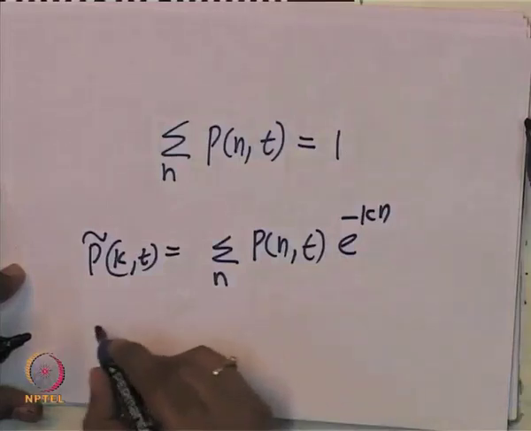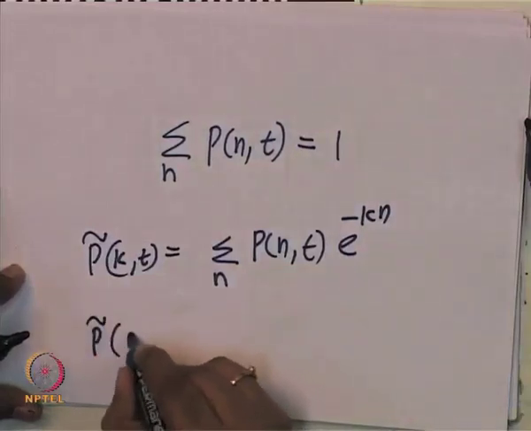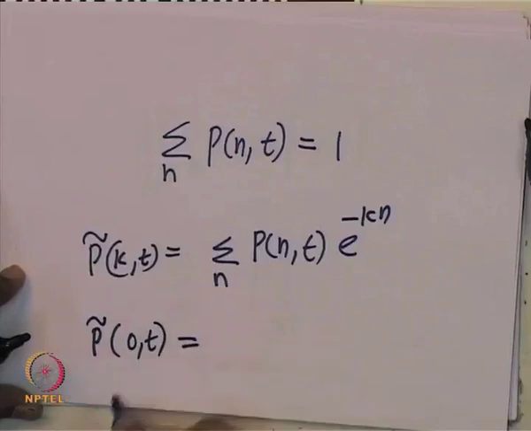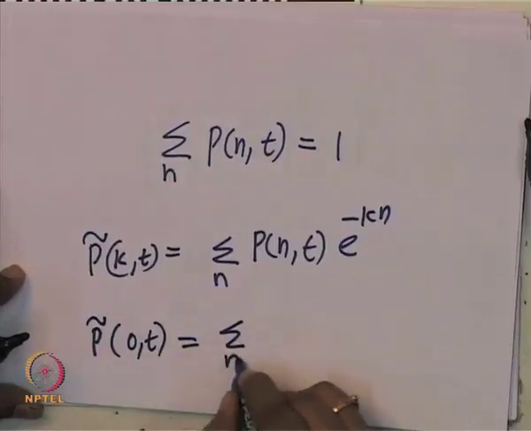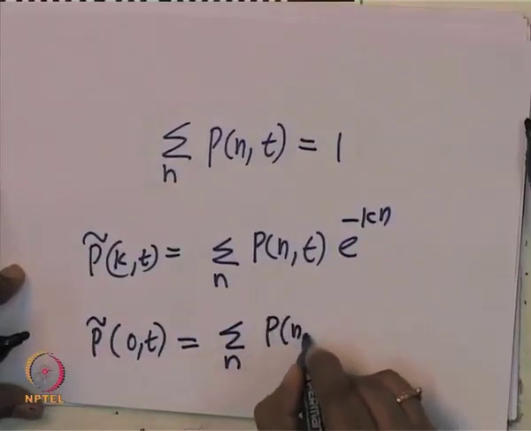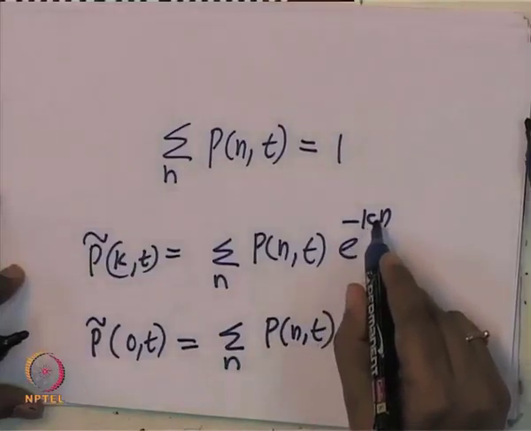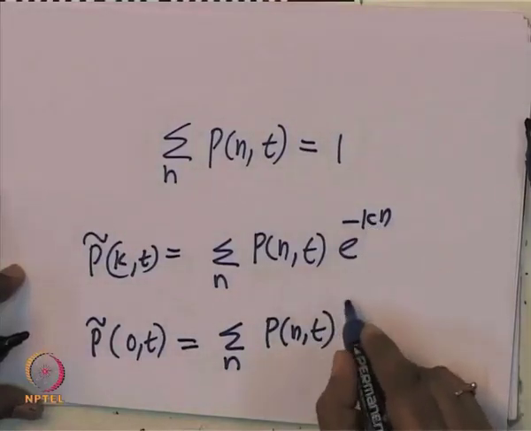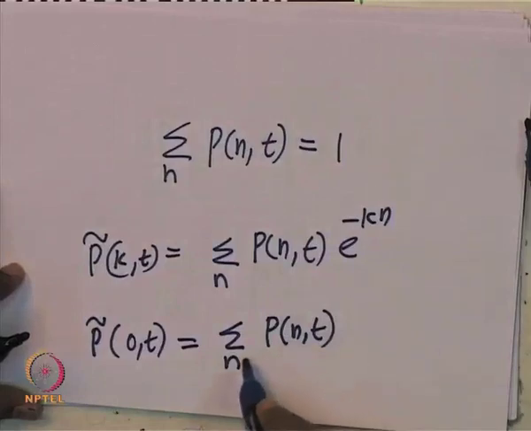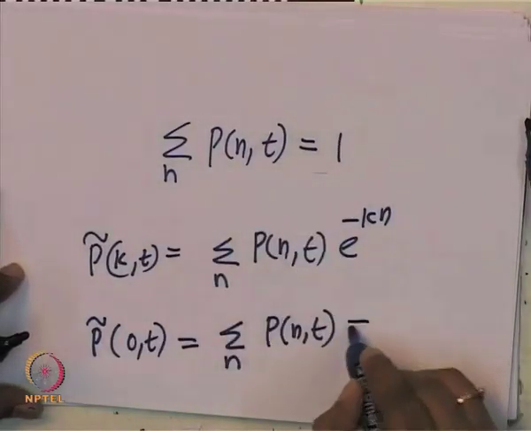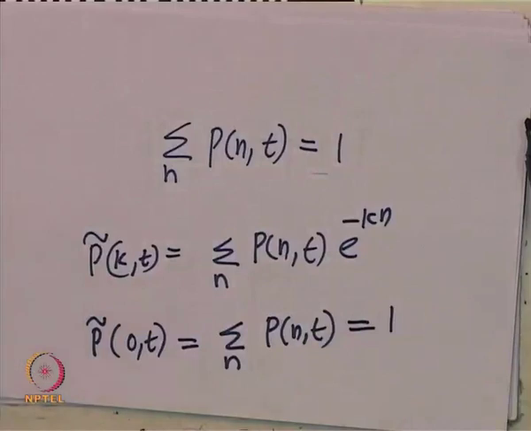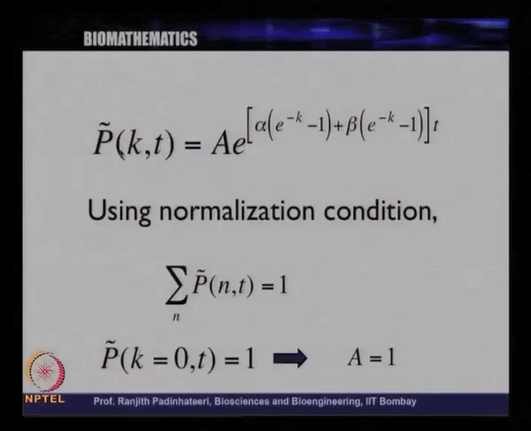Now, if you take k equal to 0, that is p tilde of 0 comma t, what do you get? You get the sum over n of p of n comma t e power minus k times 0. So, this is 1, and this is just the sum over n of p of n comma t, and we know that the sum over n of p of n comma t is 1. So, p tilde of 0 comma t has to be 1, and we have a solution for p tilde of k comma t here. So, now if you put k is 0, this whole thing has to be 1.